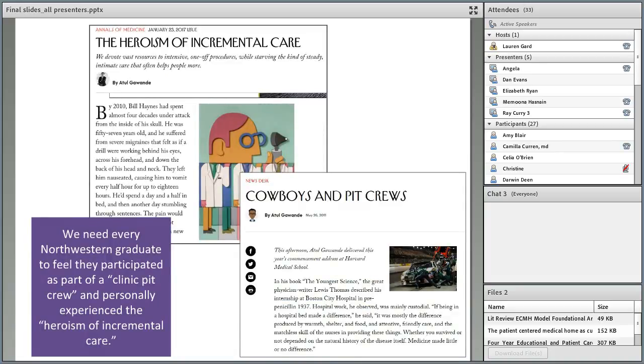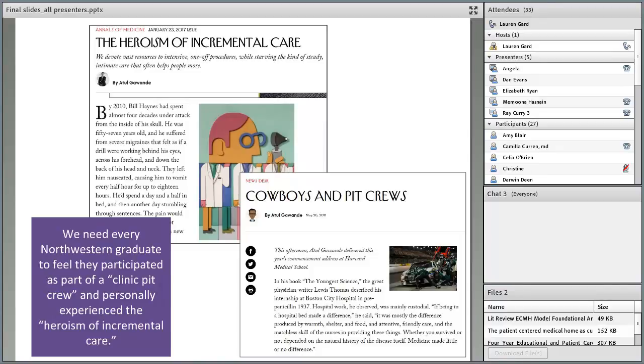So what did we set out to do? If the problem identification is that we have a crisis of chronic care, it drives me a little bit crazy to say that, in my opinion, the best medical writer of our generation is a surgeon, but I will give Atul Gawande props. These are two of his recent pieces, Cowboys and Pit Crews and The Heroism of Incremental Care. If people have not read these, I highly recommend them.